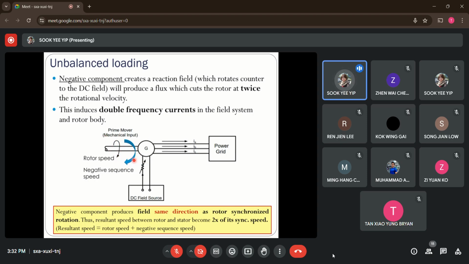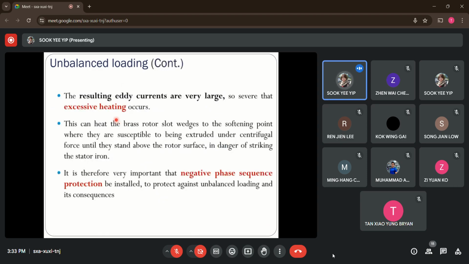Under this situation, if you find the relative speed difference between the rotor and the stator, it becomes two times higher, two times the synchronous speed. So the resultant speed is double. In such a case, it will induce double frequency current in the field system as well as the rotor body. This is a very bad situation, as the generator is rotating at much higher relative speeds. With the induced frequency doubled, it will also result in eddy current as well.